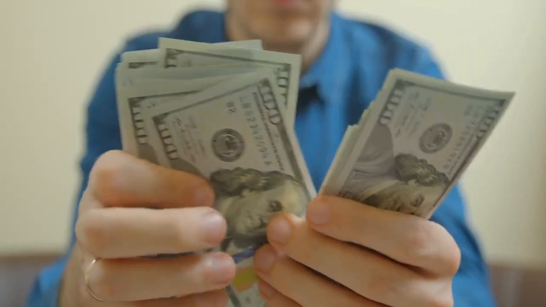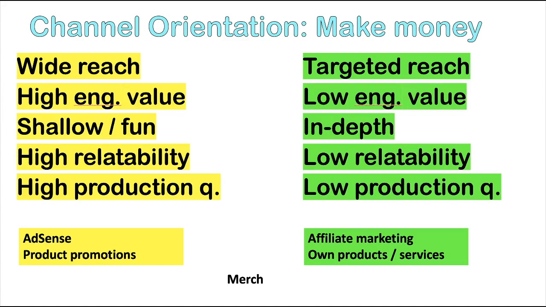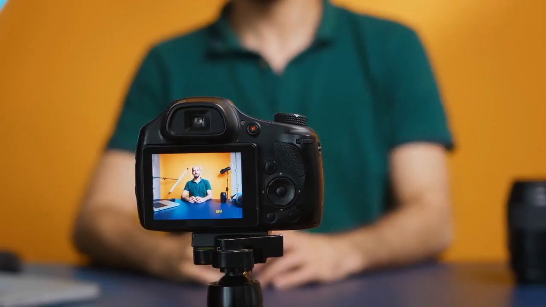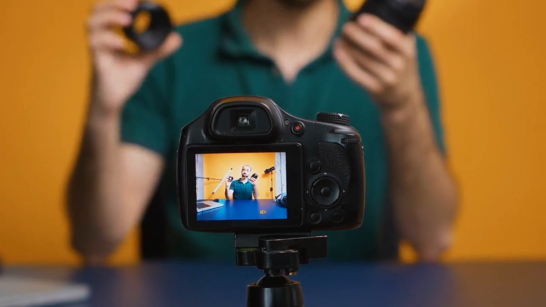Now, why are we going into this and how is it useful for making money? Very simple. If you're trying to make money through AdSense or product promotions, then you're going to, in general, want to produce videos that have the yellow characteristics. But if you're trying to rely upon affiliate marketing, selling your own products and services, then you can create videos in the green category.